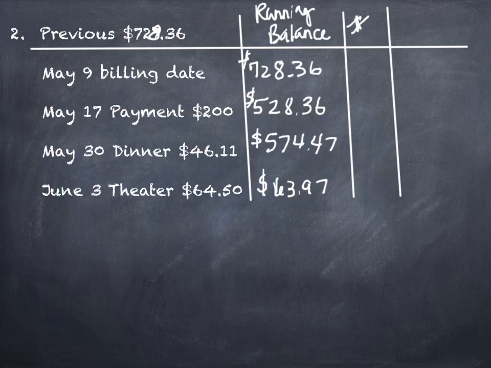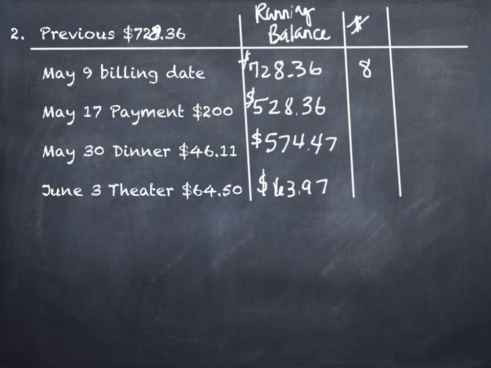How many days passed from May 9th to May 17th? 8 days. So for 8 days, we owed $728.36. Make sense? So for 8 days, if I went out on May 10th and May 11th and May 12th, and I went out there every single day until May 17th, it would have said every single one of those days, you owe $728.36. So for 8 days, that's how much money I owed. Everybody good so far? Okay.